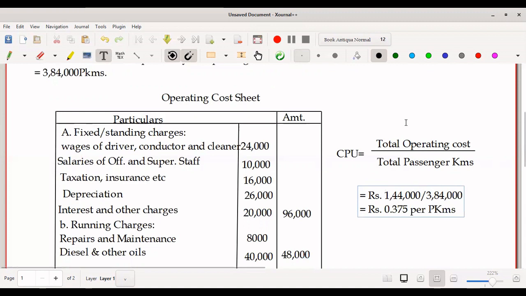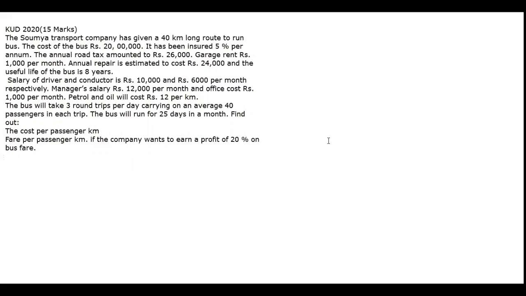Okay, let's solve one more problem now. It's from the 2020 question paper, the last for 15 marks, from Karnataka University, Dharwad. The Soumya Transport Company has been given a 40-kilometer long route to run a bus. The cost of the bus is rupees 20 lakhs. It has been insured at 5% per annum. The annual road tax amounted to rupees 26,000. Garage rent is rupees 1,000 per month.